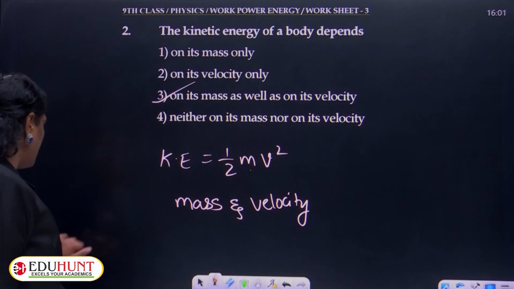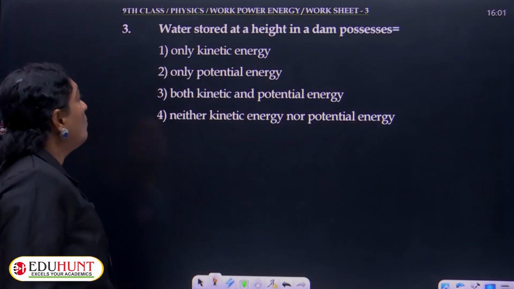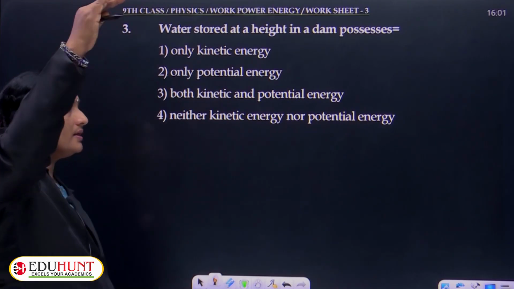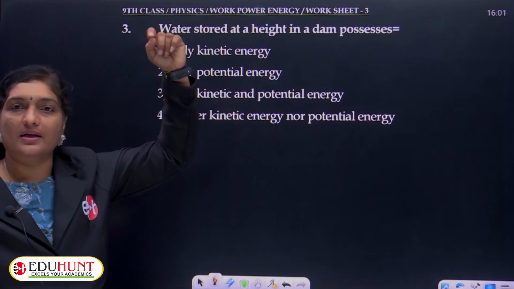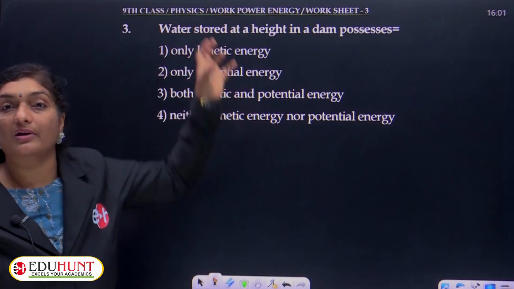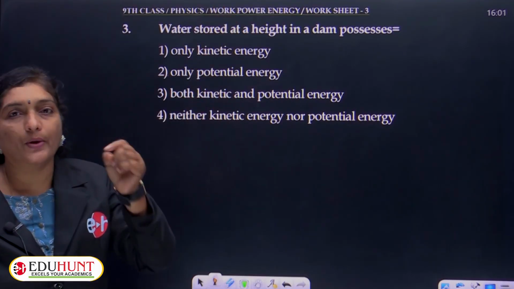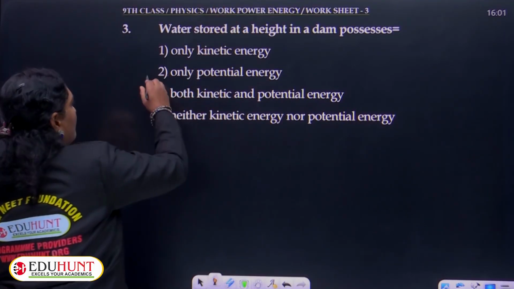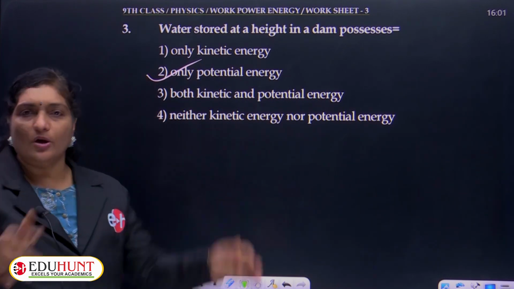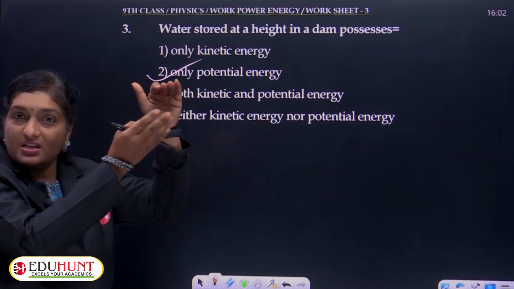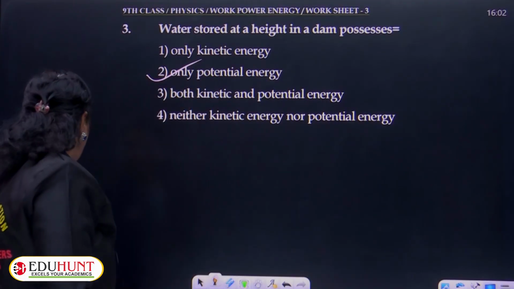Third option is true. So moving ahead with the third question, water stored at a height in a dam possesses. Water stored in an overhead dam or a water tank, what energy? By virtue of its position, it possesses potential energy. Therefore, the correct option is it possesses only potential energy because it is stored. Its position is fixed. It's not in motion. So, because of its position, potential energy.